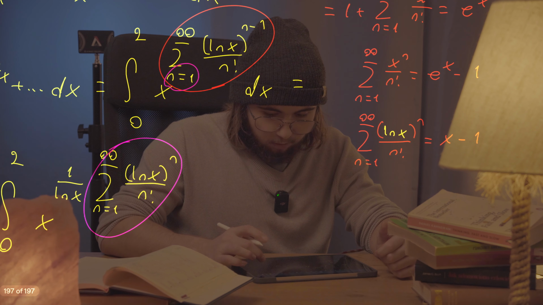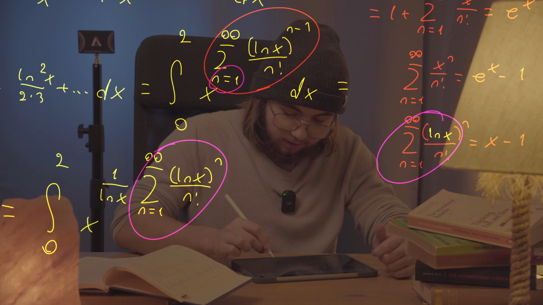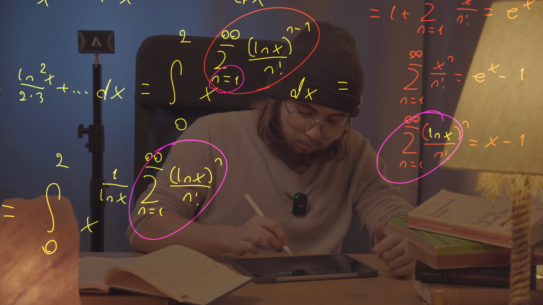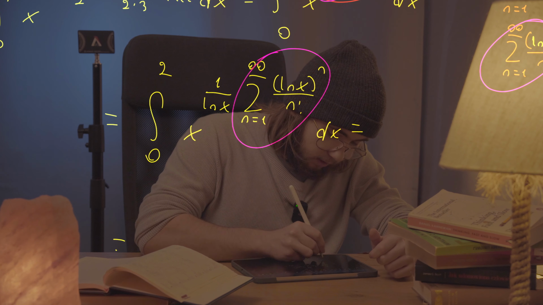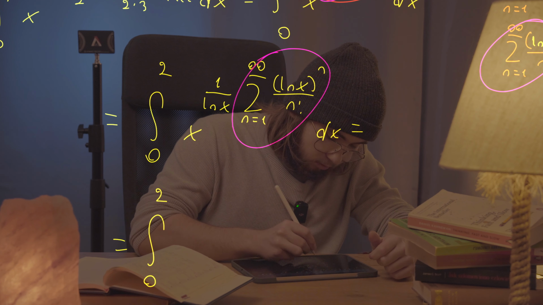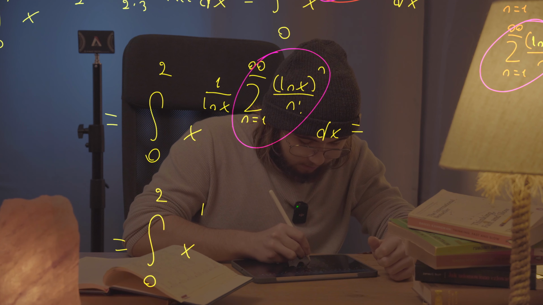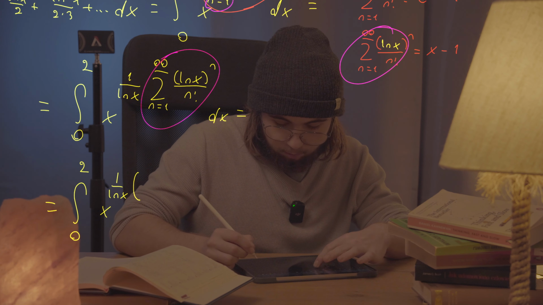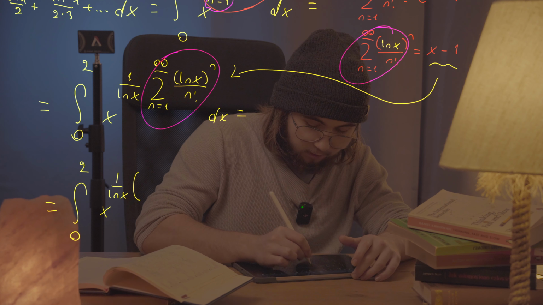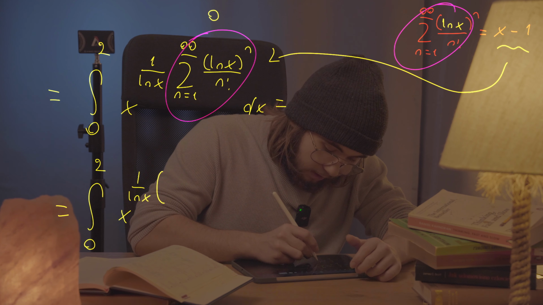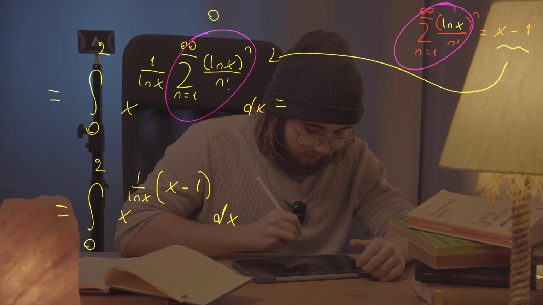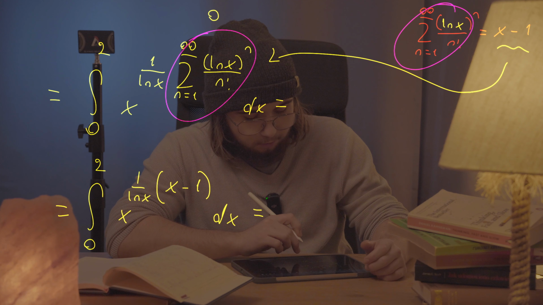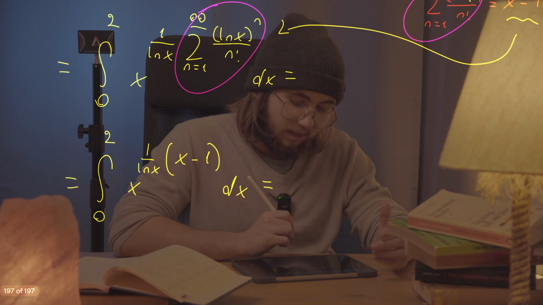But this stuff right here is exactly what we've got there, and so we can just plug it into our integral. I forgot the dx here, and rewrite this integral as the integral from 0 to 2 of x to the power of 1 over the natural log of x multiplied, and now plug x minus 1 for this sum here. We're going to get 1 over natural log of x times x minus 1 dx. But what are we supposed to do with this guy now?